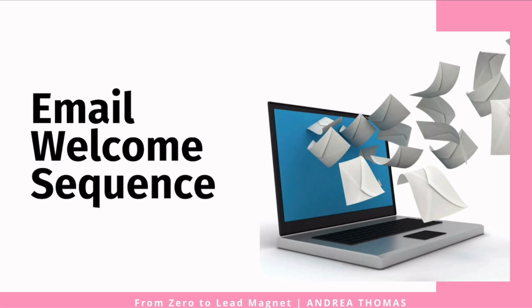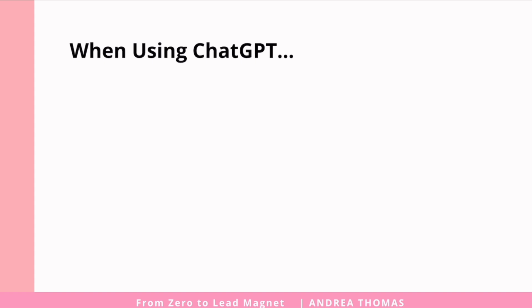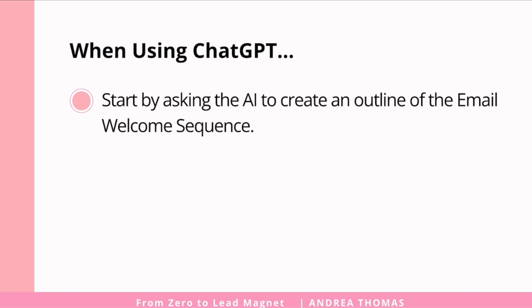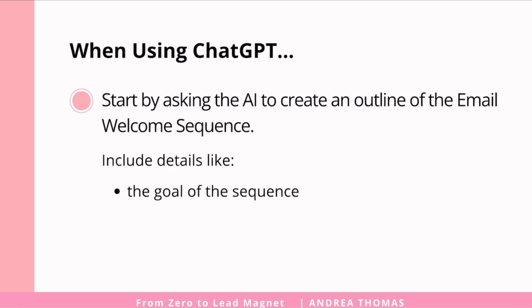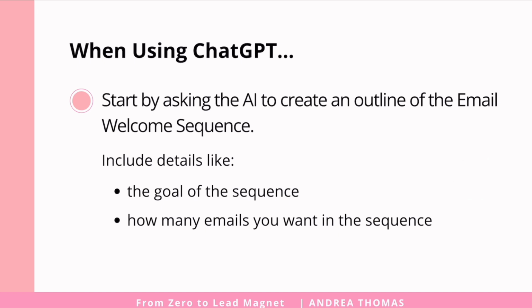And then you can also use it to help you create a welcome sequence. When using the AI to create a welcome sequence, I recommend you start by asking it to create an outline of the series first. Let it know the goal of the sequence, along with how many emails you want in the sequence. It's also helpful if you tell it what you want each email to do.